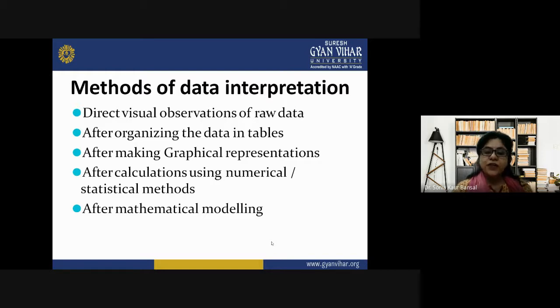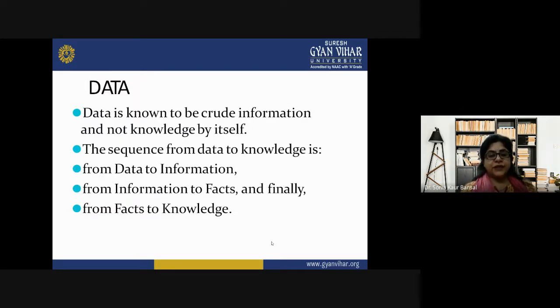Then, after making graphical presentations, after calculations using numerical statistical methods, graphs really help us to present the data in a very effective way. So graphical representation is always to the point. Anyone can see your graphs and get an idea of your interpretation and what the result of your research is. After mathematical modeling, mathematical things are not everyone's cup of tea, so we have to take the help of computers also.